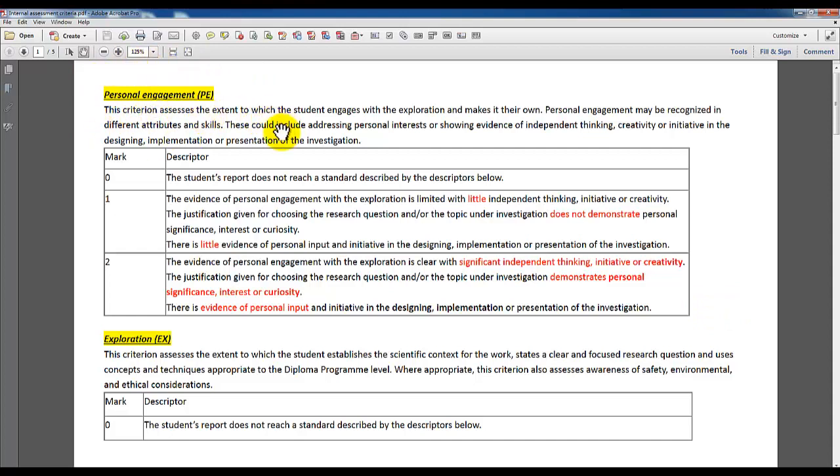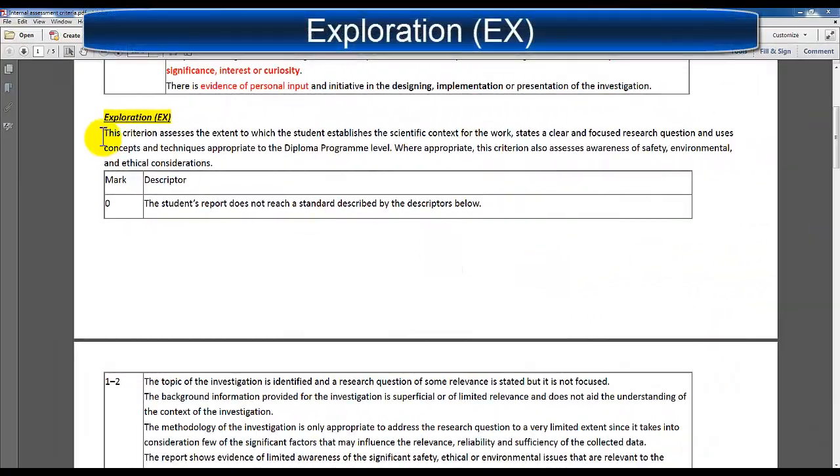Throughout the whole IA report, you should show logically what the reasons are that you do something, or what considerations you have thought of in order to carry out the experiment or make some conclusion or logical deduction. Next, exploration, also known as EX.